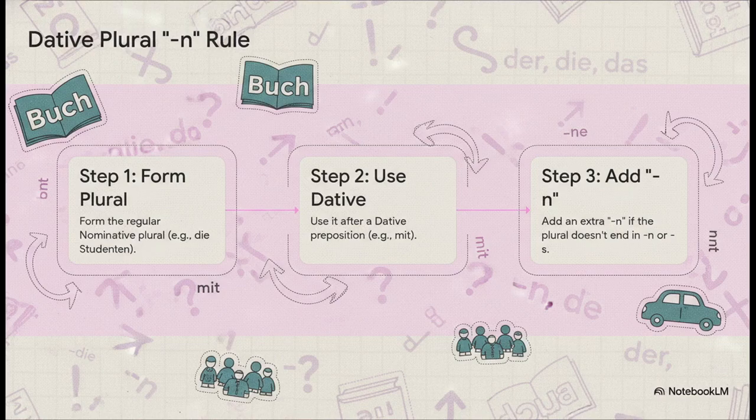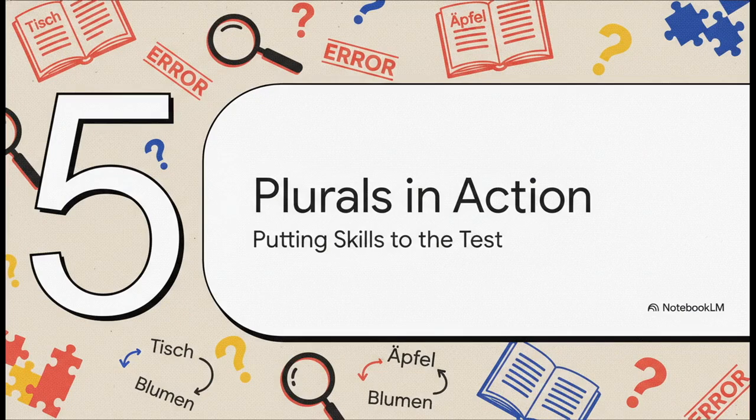Okay, now for a little grammar point that can trip people up, the dative plural. But trust me, it's just a simple 3-step check. Step 1, just make the normal plural form. Step 2, check if you're using it after a dative preposition, like mit, which means with. And step 3, if that plural word doesn't already end in an N or an S, you just add an extra N on the end. That's the whole rule.